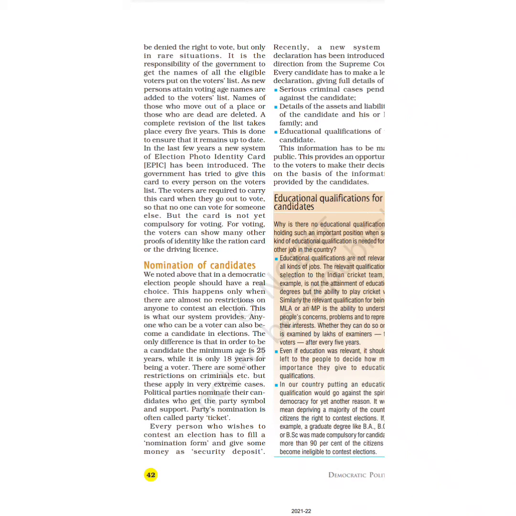So class, we noted above that in a democratic election, people should have a real choice. All the people who are voting should have real choices. And this happens only when there are almost no restrictions on anyone to contest an election. In the sense, anyone can take part or stand in the elections irrespective of their caste, color, creed, gender. All the people living in a country can freely contest the election.